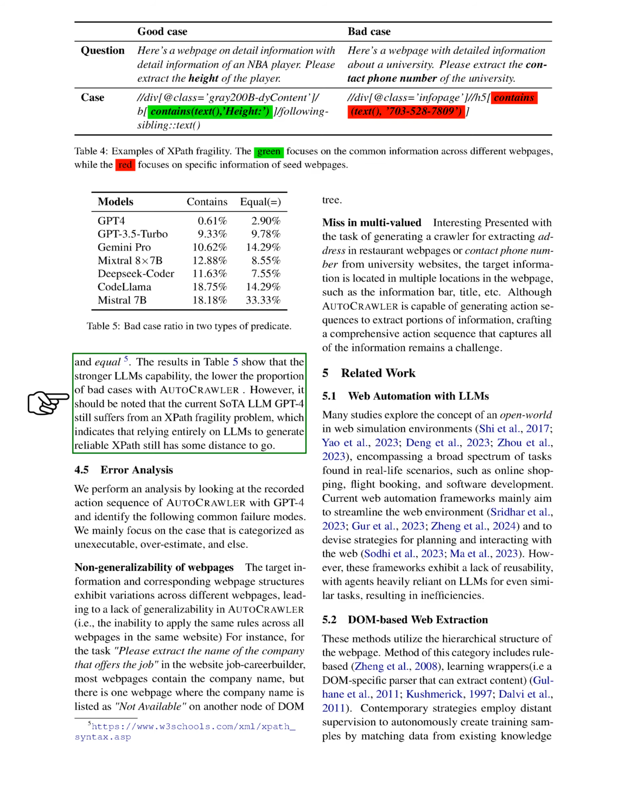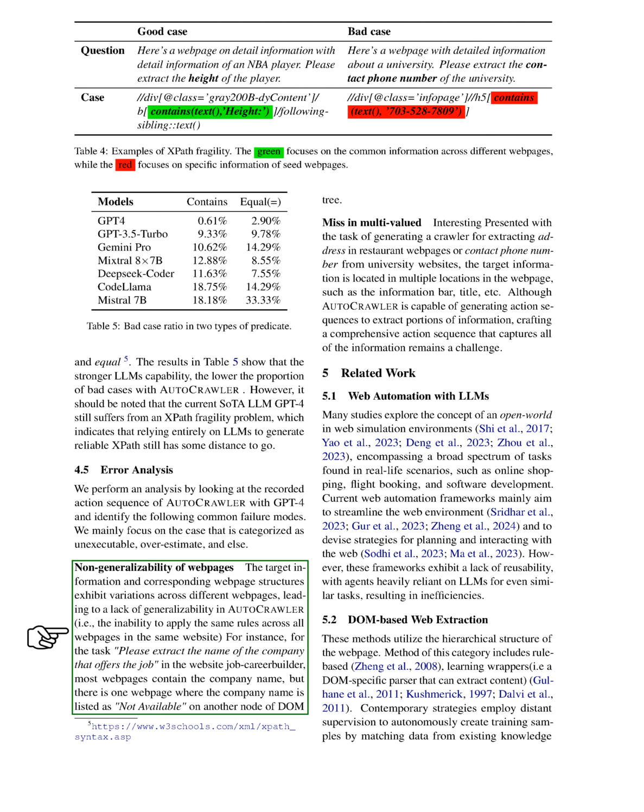However, even with state-of-the-art LLMs like GPT-4, there are still issues with XPath fragility, indicating that solely depending on LLMs to generate dependable XPath still needs improvement. Moving on to error analysis, we looked at the recorded action sequences of AUTOCRAWLER with GPT-4 and identified common failure modes such as unexecutable actions, overestimations, and other issues.